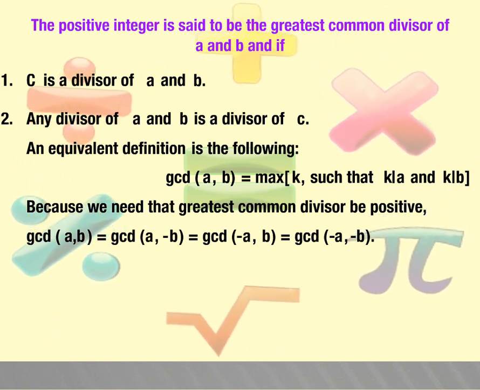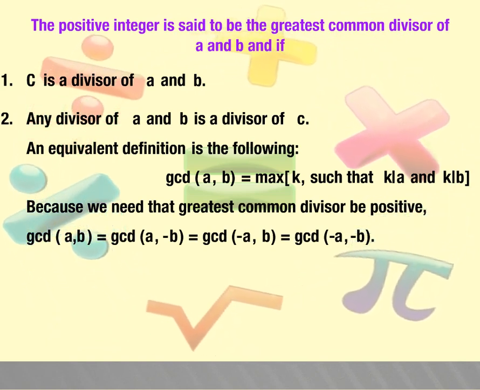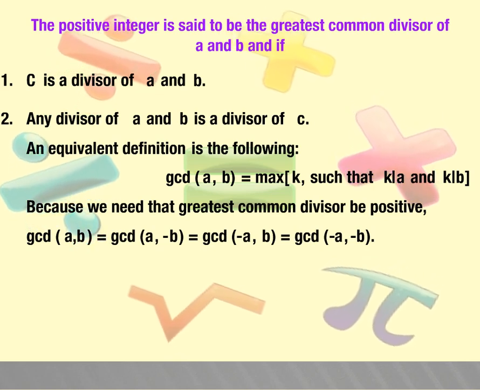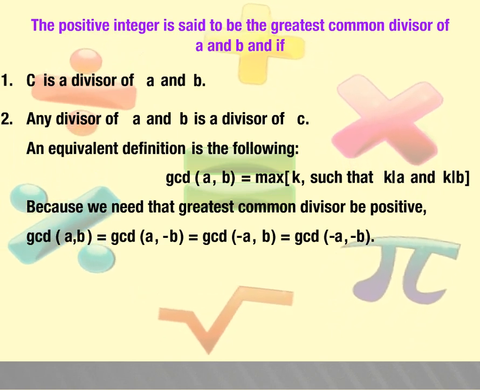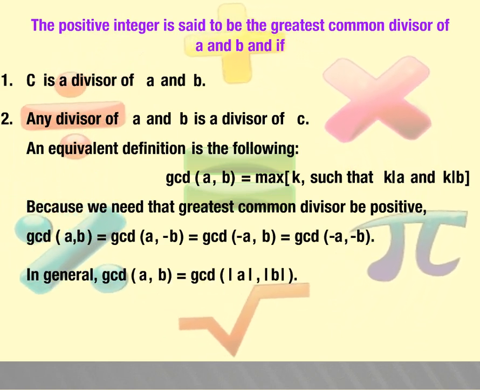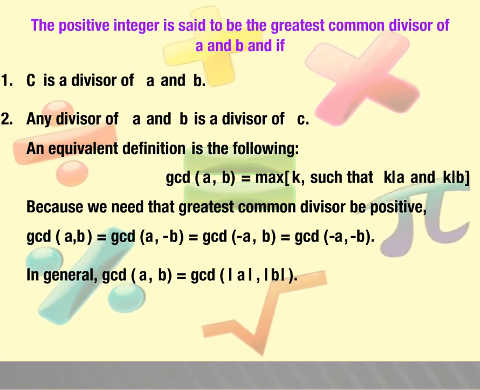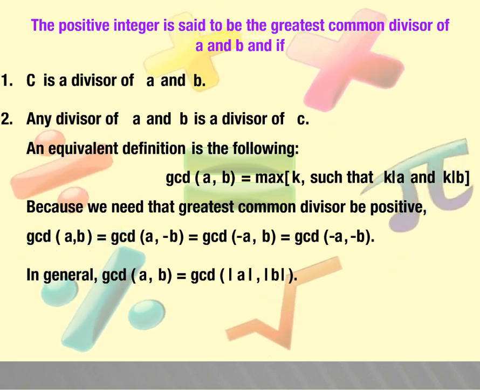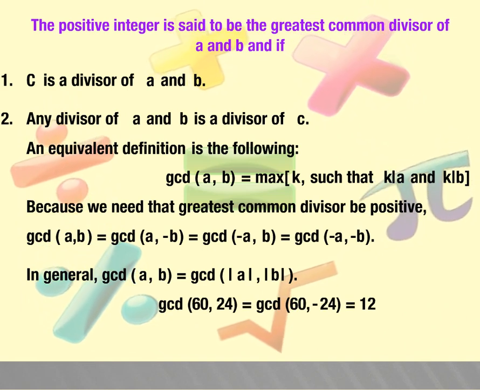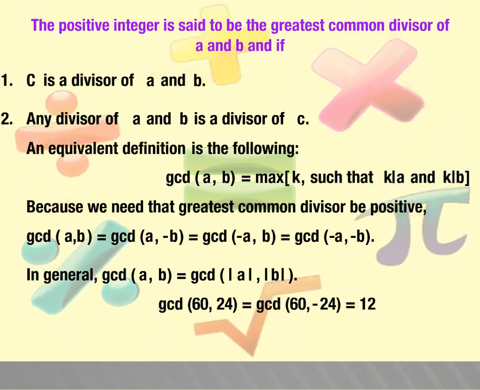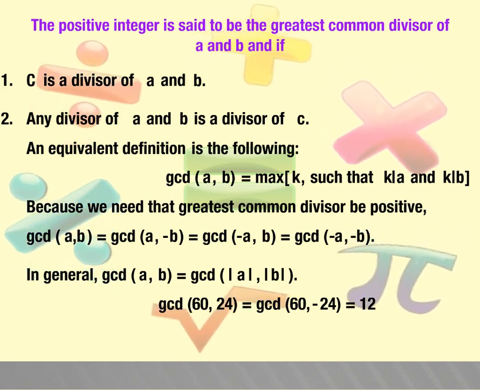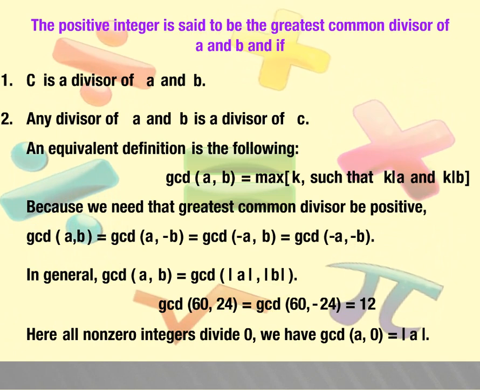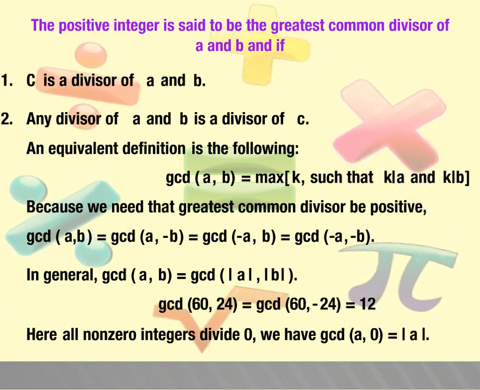GCD of a, b is equal to GCD of a, minus b, is equal to GCD of minus a, b, is equal to GCD of minus a, minus b. In general, GCD of a, b is equal to GCD of modulus a, modulus b. GCD of 60, 24 is equal to GCD of 60, minus 24, which is 12. Here, all non-zero integers divide 0. We have GCD of a, 0 is equal to modulus of a.